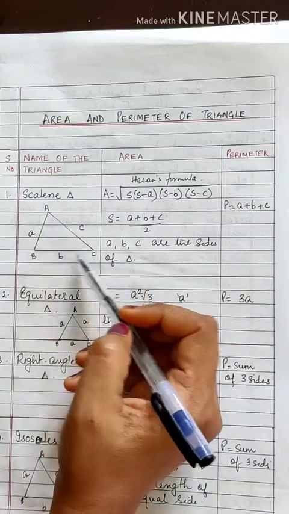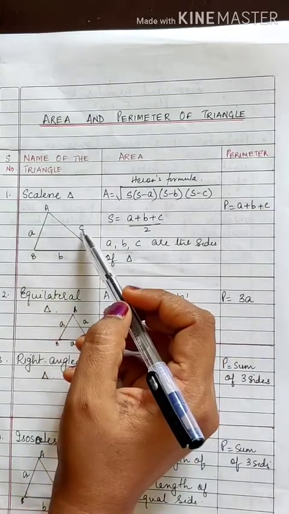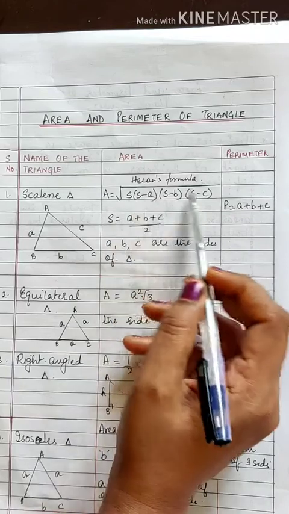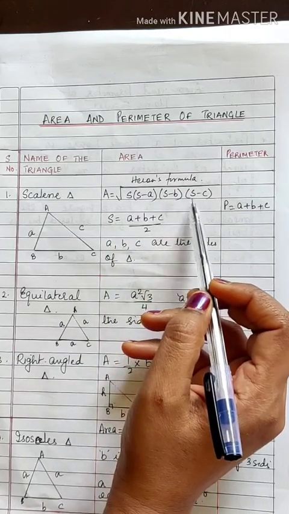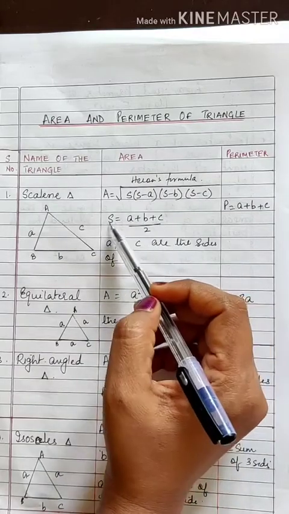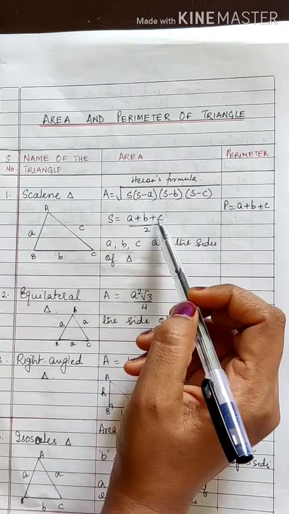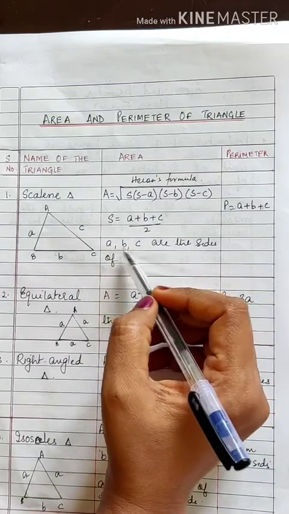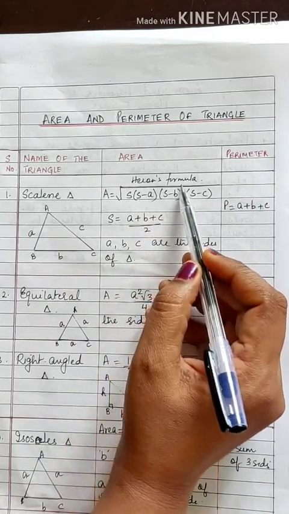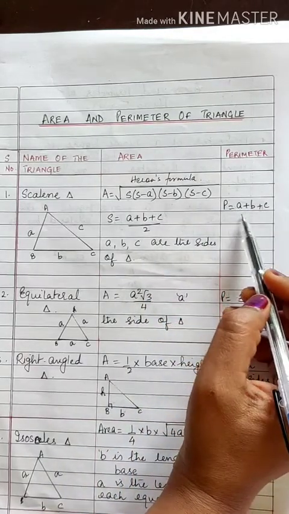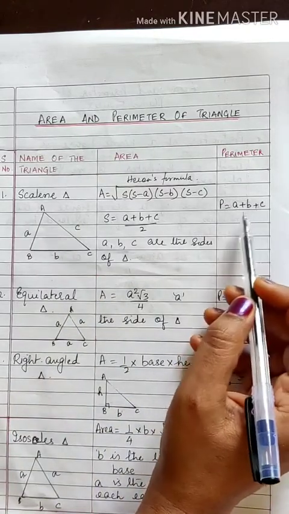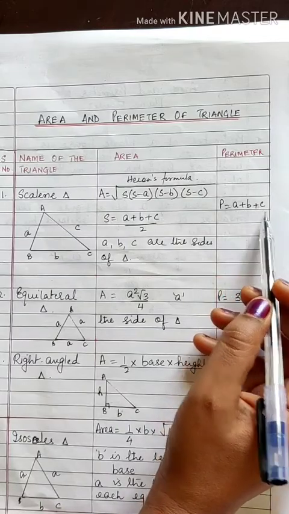Here you have a triangle ABC with a, b and c as its sides. To calculate the area, we will use the formula root over s(s minus a)(s minus b)(s minus c), where s is equal to (a plus b plus c) by 2. This is the semi-perimeter of the triangle. Here, small a, small b, small c are the sides of the triangle. This is also called Heron's formula. Next, how to calculate the perimeter of the scalene triangle? The perimeter of the scalene triangle is the sum of its sides, that is a plus b plus c.